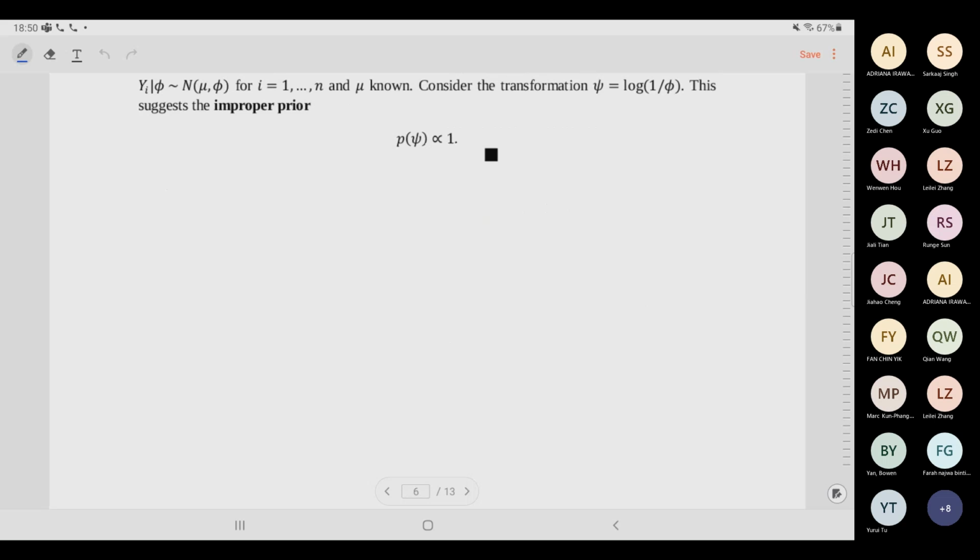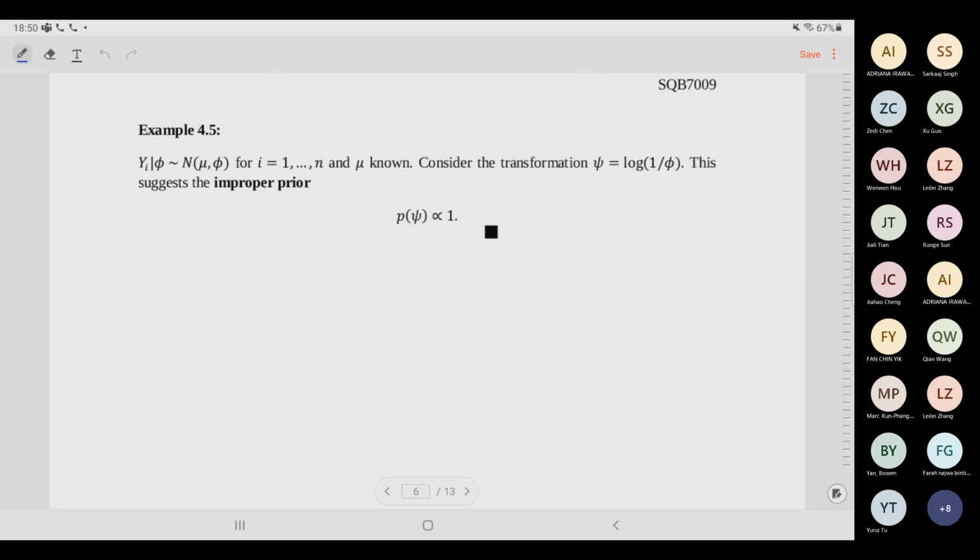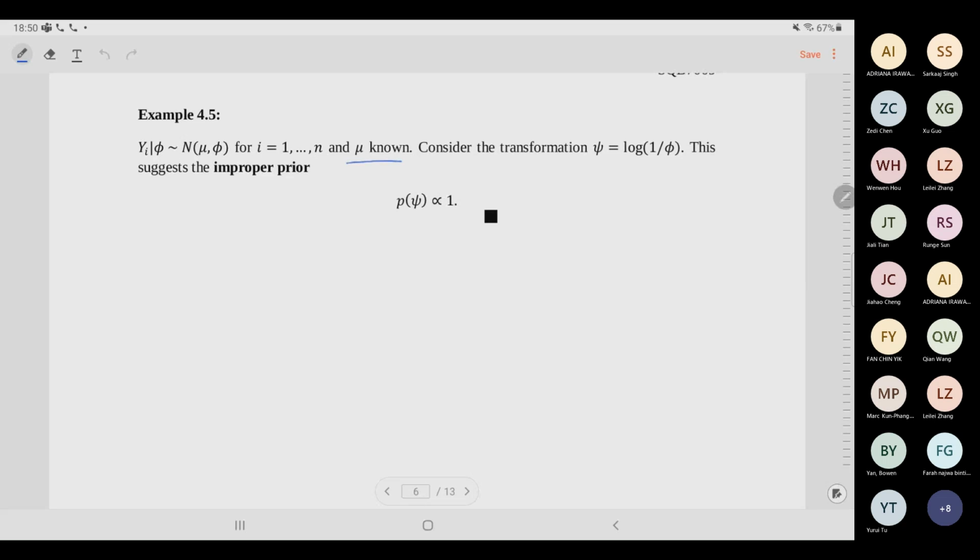Right, so I'm going to look at another example. Now we have a normal, but now your mean is known, and your variance, phi, is unknown. So now your phi is your parameter. All the while we looked at our mean, but there are cases where your mean is known but your variance is unknown. Then we're going to look at the transformation.